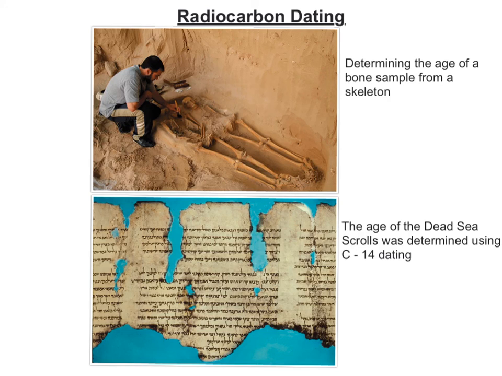Carbon-14 degrades by half every 5,730 years. And by measuring the ratio of carbon-12 to carbon-14 in the sample and comparing it to the ratio in a living organism, it is possible to determine the age of an artifact.